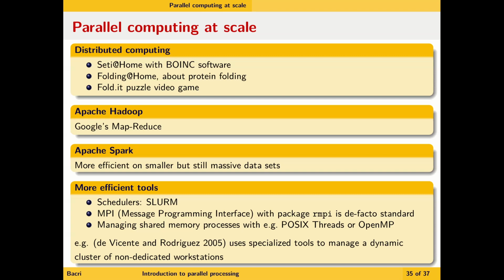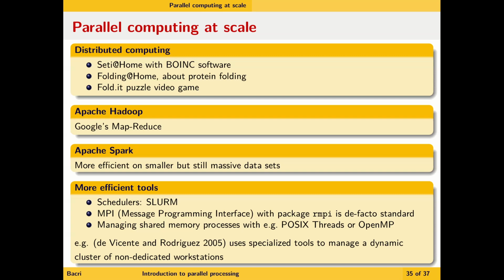So you would need, for example, a scheduler. One example is Slurm. You would need some way to pass messages through MPI, which is the standard for this, and has a package with R. You also need to manage all the memory that goes in and out of your cluster of computers.